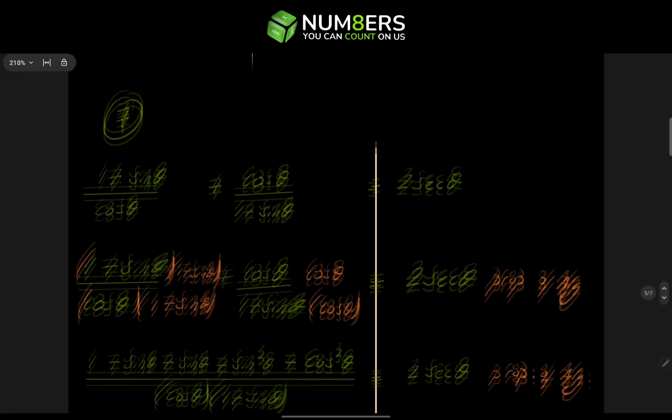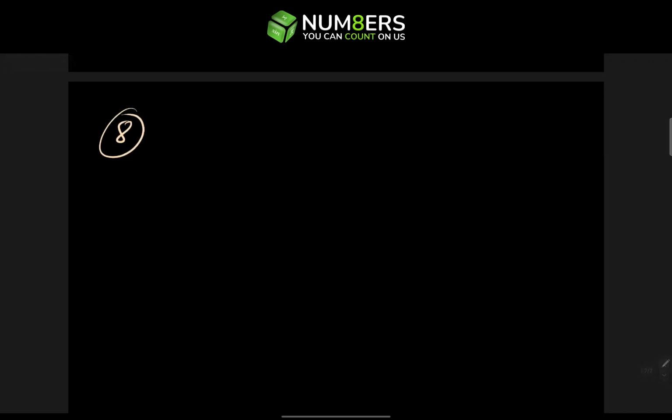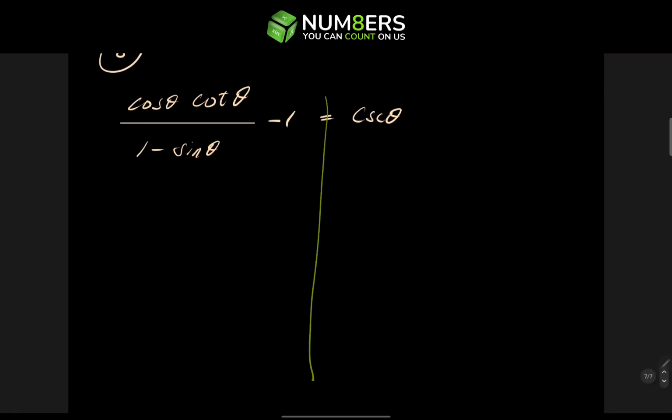Okay, next question is number 8. So let's do number 8 here. For number 8, we have cosine theta times cotan theta all over 1 minus sine theta minus 1 is equal to cosecant theta. Let's draw a line right here. We're not going to touch the right side. We're going to keep the right side the same, but we're going to work with the left side.